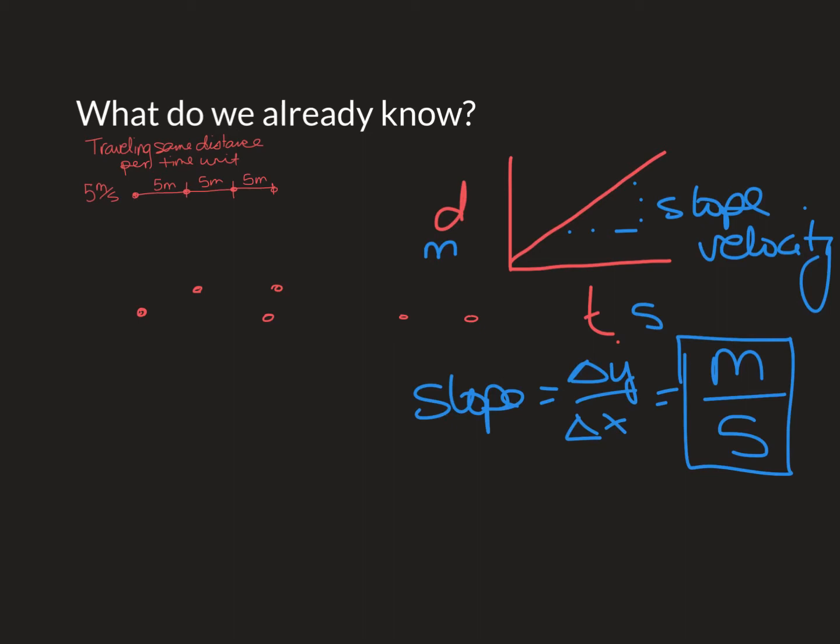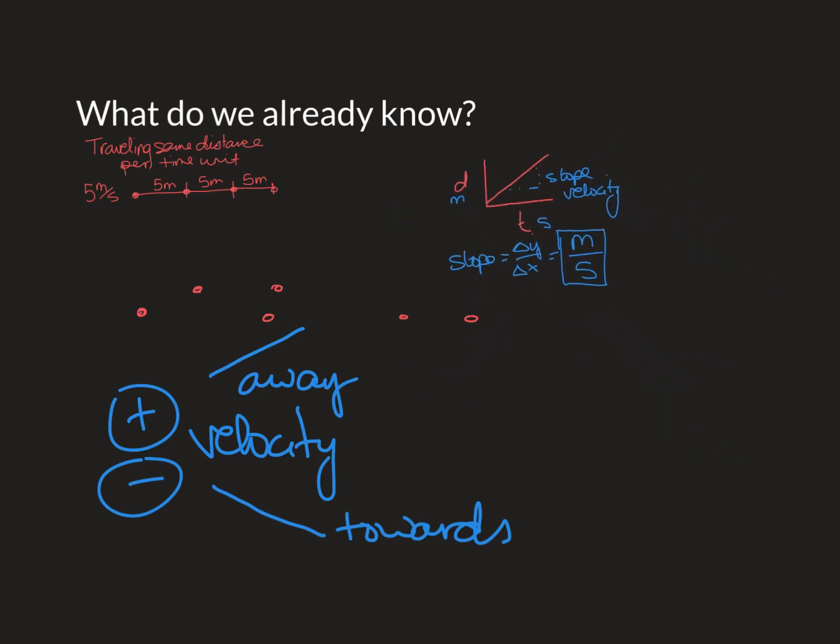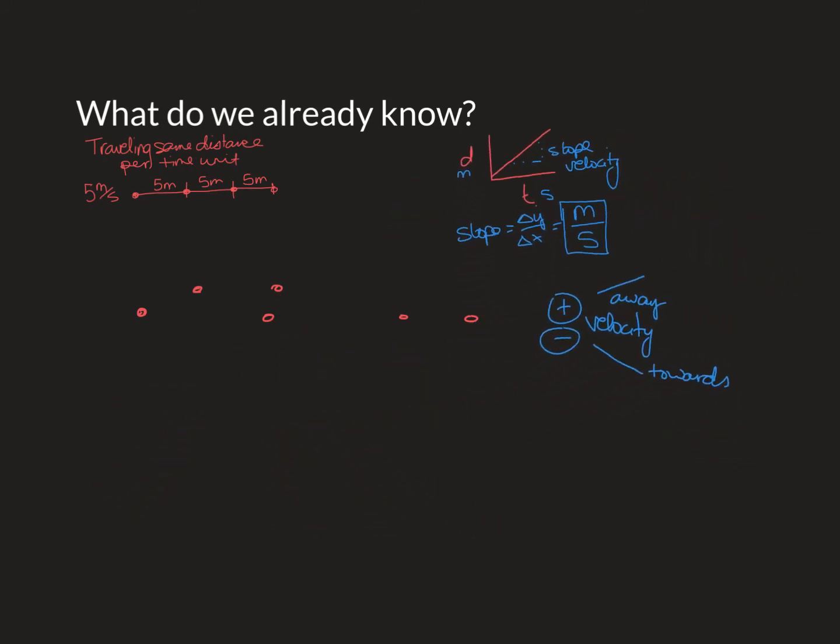So we know that you can have positive and negative velocities. A positive velocity is when you are going away, and that's a positive slope. And a negative velocity is when you're going towards, and that has a negative slope. Look at all this stuff we know already. We have learned a lot so far. What else do we know?